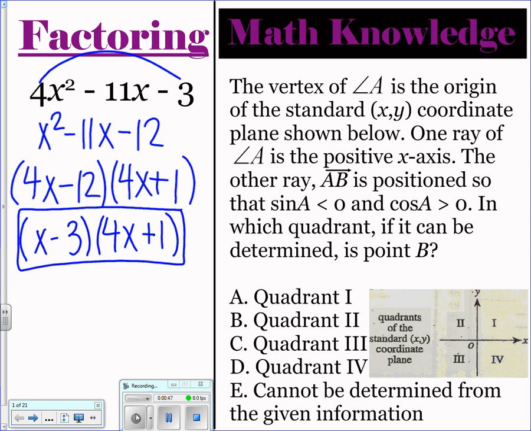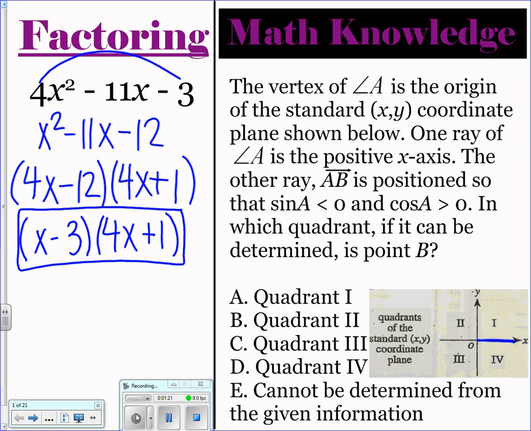For the math knowledge question, it tells us that we have an angle A where the vertex is at the origin, and one ray is the positive x-axis. So one side of our angle is this. The other ray is positioned so that the sine of A is less than 0, so that means it's negative, and the cosine of angle A is positive. Well, we need to figure out which quadrant B could be positioned in, if we know that the sine is negative and the cosine is positive.